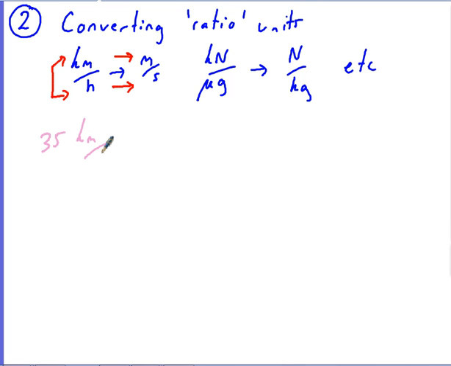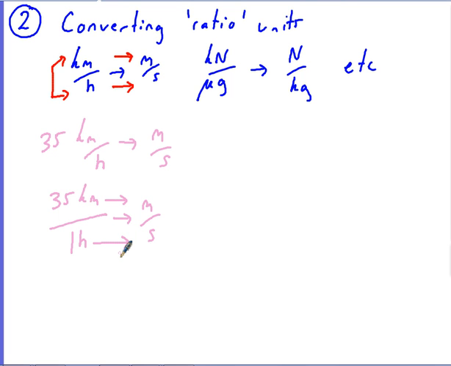If I was converting 35 kilometers per hour into meters per second, I've got to imagine that as I'm trying to convert 35 kilometers over 1 hour into meters per second. And if I think about it this way, that means I'm just doing 2 simple things. I'm just converting 35 kilometers into meters and 1 hour into seconds and leaving it at that.